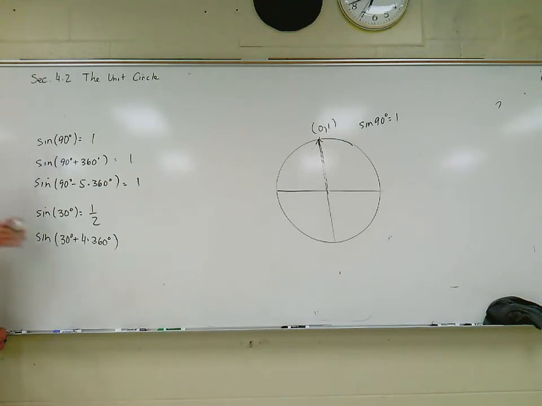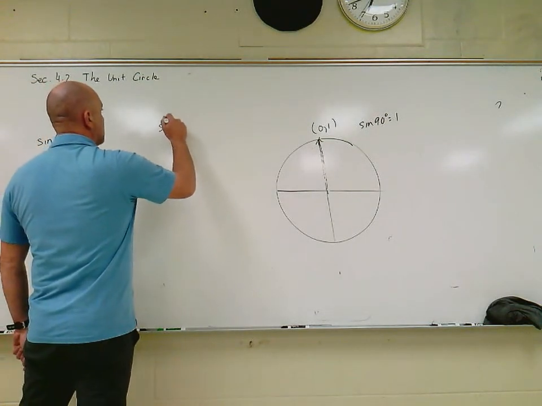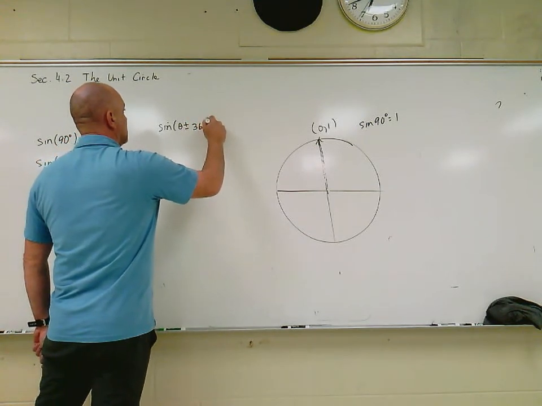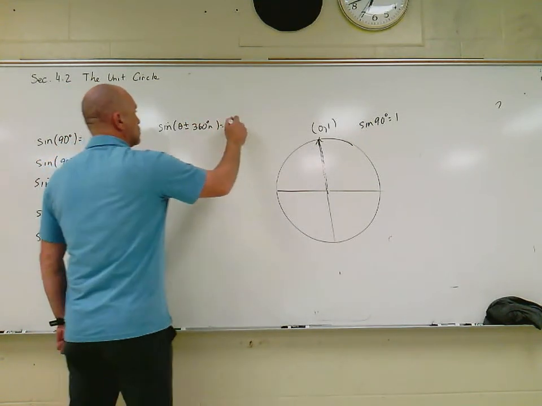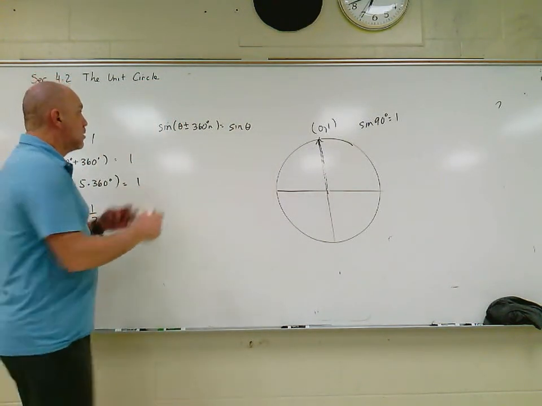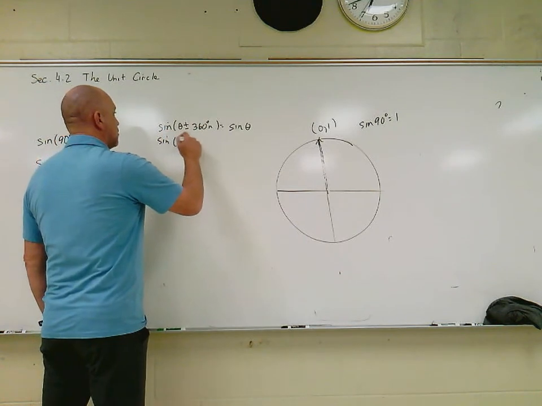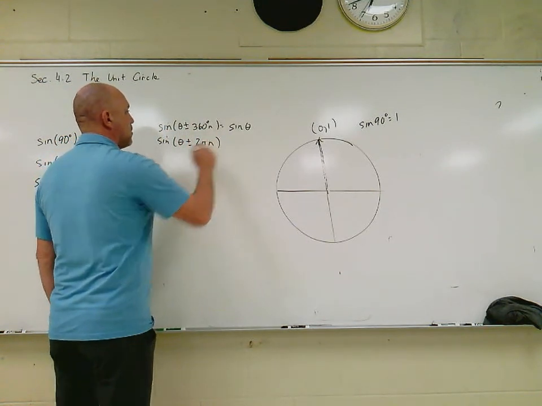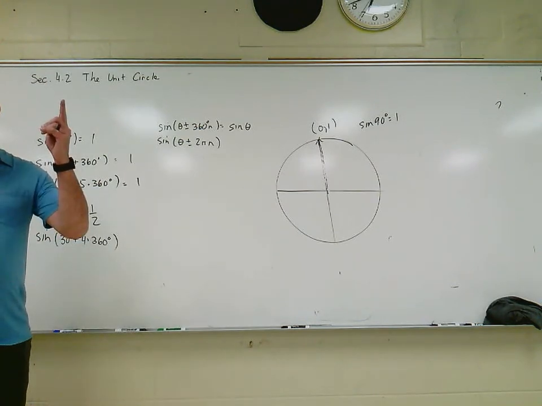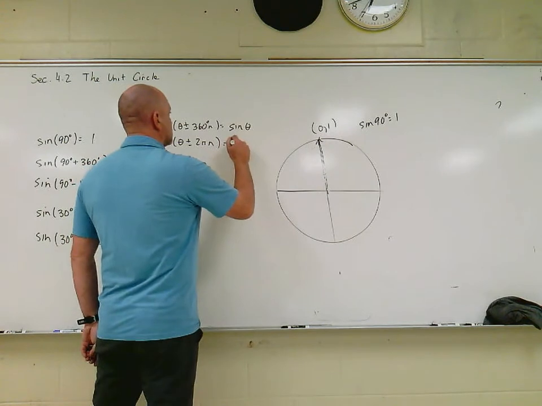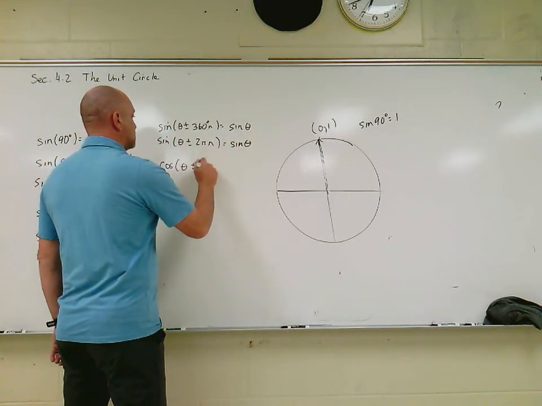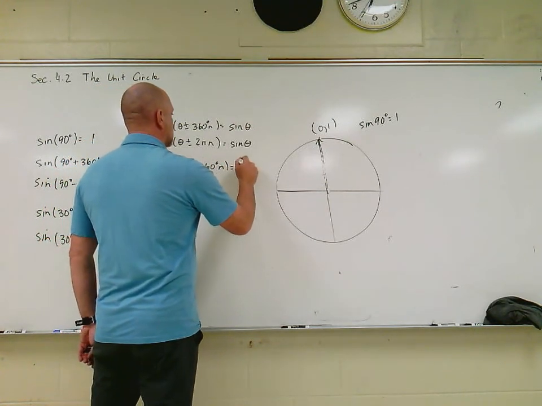Doesn't matter. So the rule is, if we do sine of an angle plus or minus multiples of 360, it should equal sine of our original angle. The other way you can write this is sine of an angle plus or minus 2 pi. Why am I using 2 pi? For radians. 2 pi is 1 revolution. That equals sine of theta. And it works for cosine. So cosine of theta plus or minus 360n equals cosine theta.